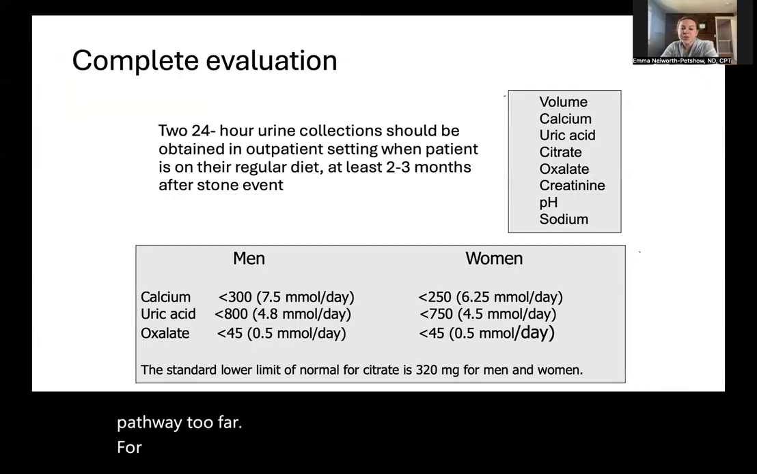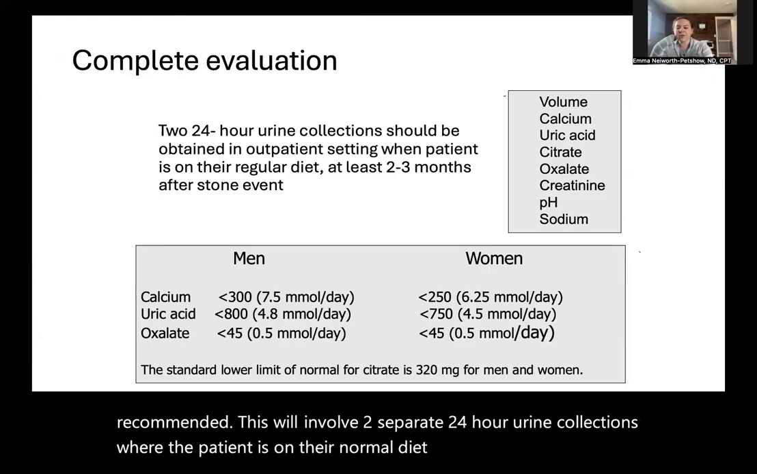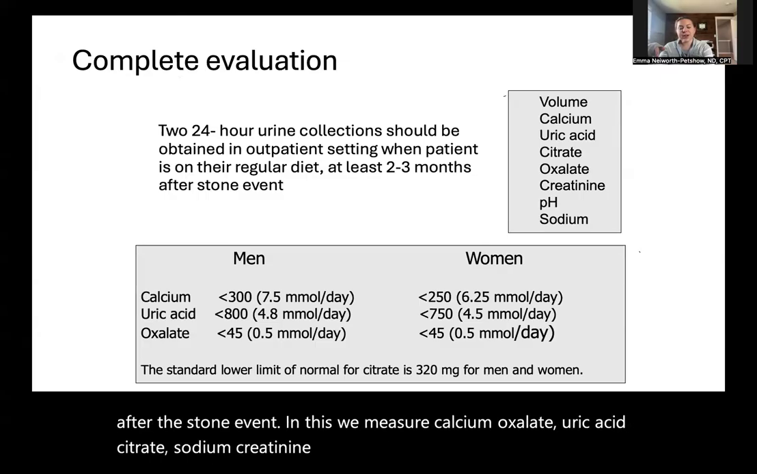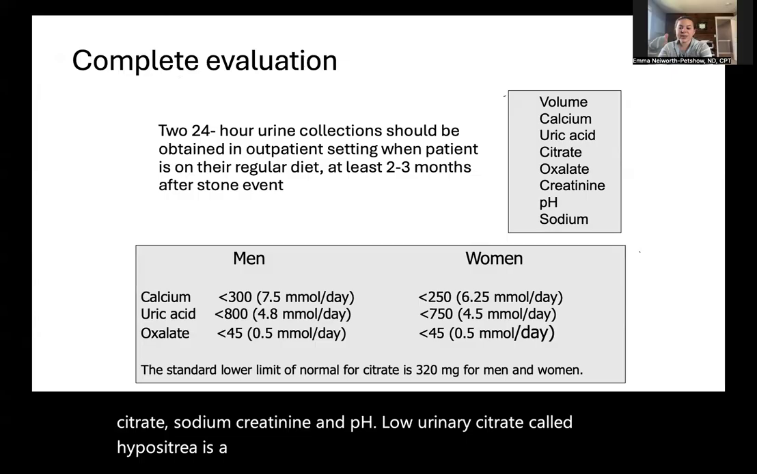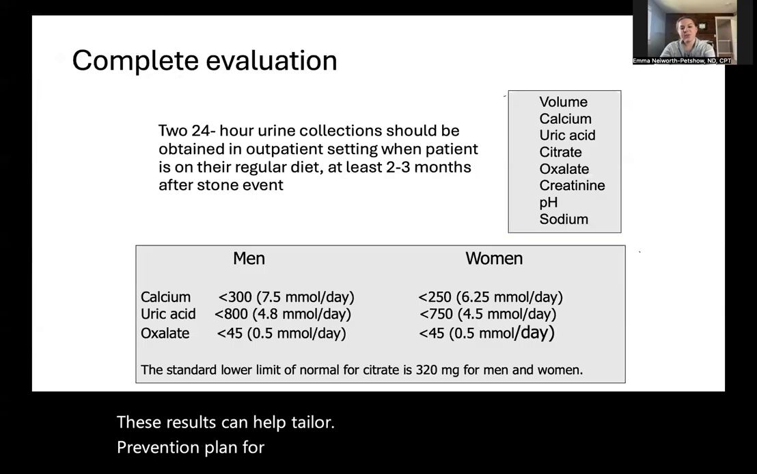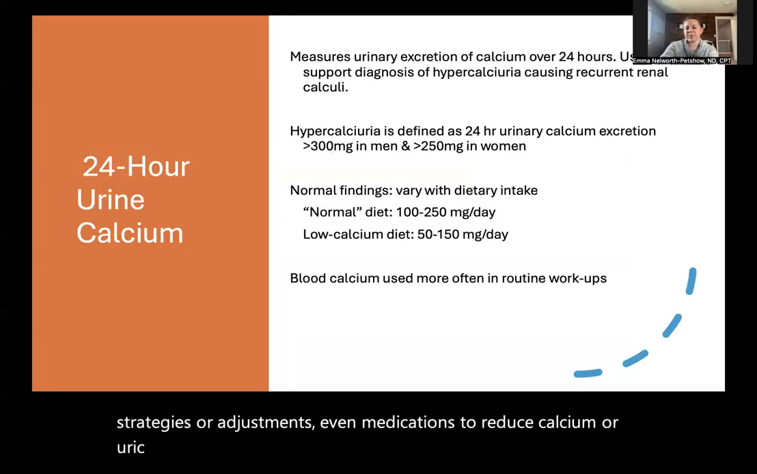For our recurrent stone formers, a complete metabolic evaluation is recommended. This will involve two separate 24-hour urine collections where the patient is on their normal diet, typically a few months after the stone event. In this, we measure calcium, oxalate, uric acid, citrate, sodium, creatinine, and pH. Low urinary citrate, called hypocitraturia, is a common abnormality that increases stone risk. These results can help tailor our prevention plan for patients and also help promote specific dietary strategies or adjustments, even medications to reduce calcium or uric acid excretion.